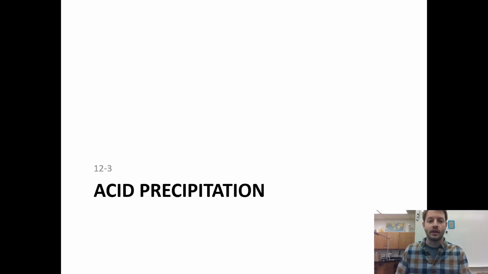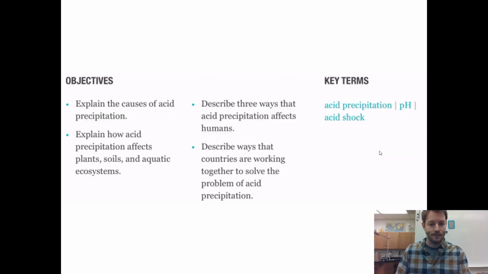The next topic that we need to cover is acid precipitation. We want to be able to explain the causes of acid precipitation. We want to explain how it affects plants, soil, and aquatic ecosystems. We want to see some different ways that acid precipitation affects humans. And then we also want to explore different ways that countries are working together to solve the problem of acid precipitation.